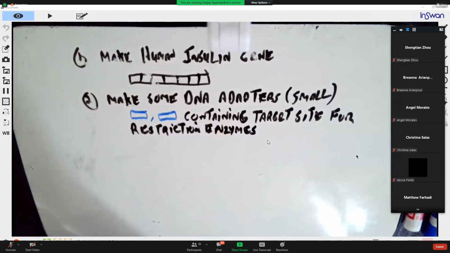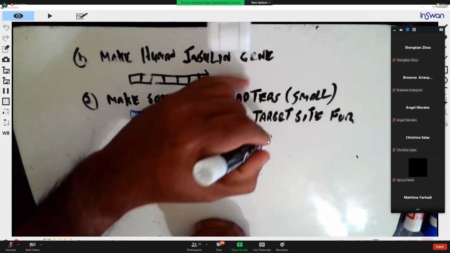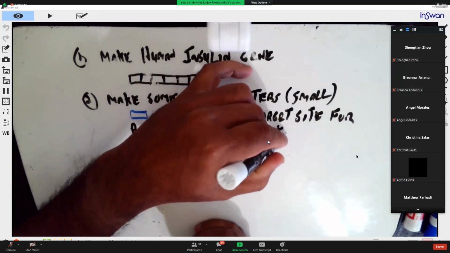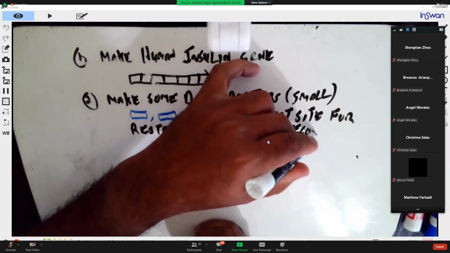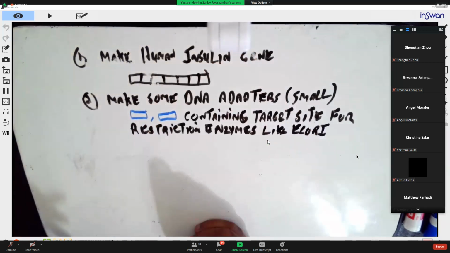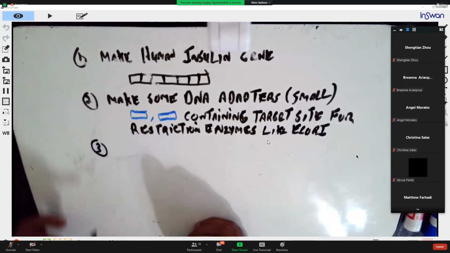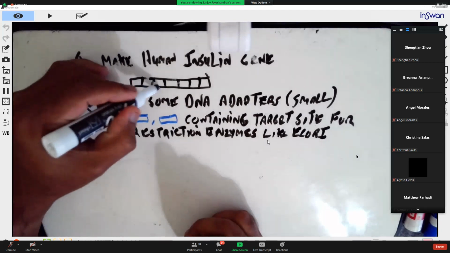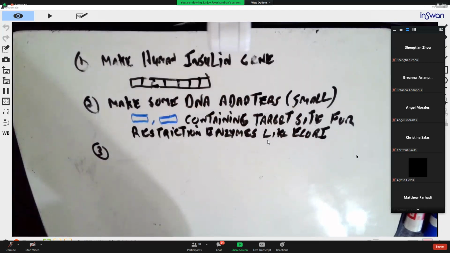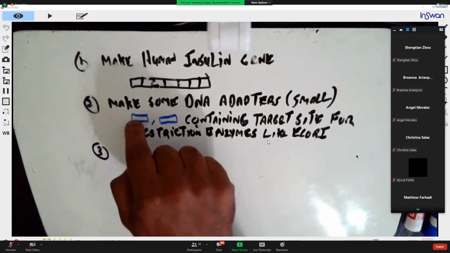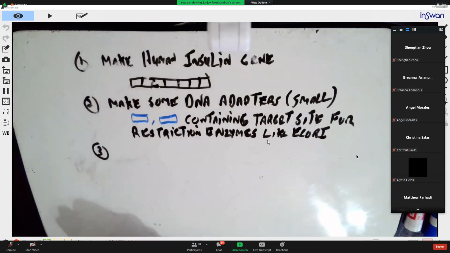cut DNA at specific targets, right? Like EcoR1. That's the name of a restriction enzyme. Okay? So I'm making two kinds of DNA here. I'm making my human insulin gene, and I'm making these small pieces of DNA containing my target site for restriction enzymes, like GAATTC. So in here are some GAATTCs.